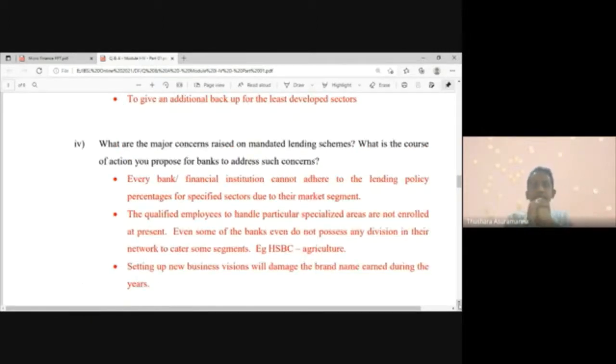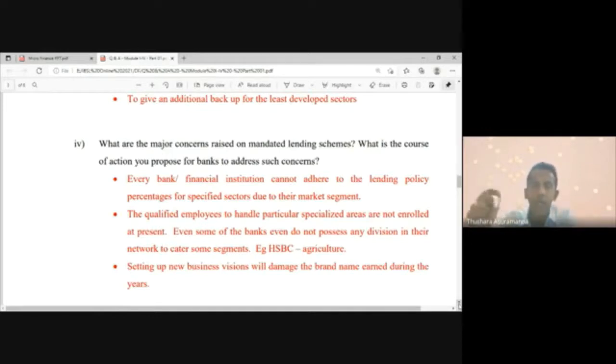Major concerns with mandated lending. What course of action do you propose banks take to address such concerns? So this could be a major concern. Why a major concern? Because the central bank comes and asks, do this, do that. So probably we might not have enough branches, enough resources, enough infrastructure, so many things. But there may be concerns. If the central bank is asking us to do it, what are those?